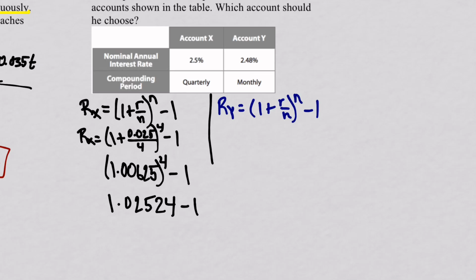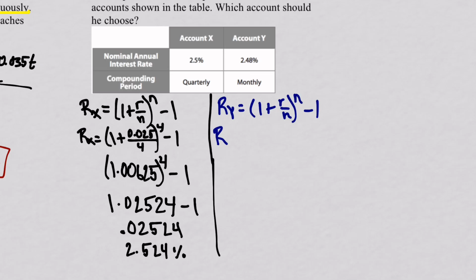Minus 1. So 1.02524 minus 1 is 0.02524. Which, in order to compare, I'm going to change it back to percent. So it's 2.524%. That's the one on the left. That's account X. Let's do the same thing for account Y.